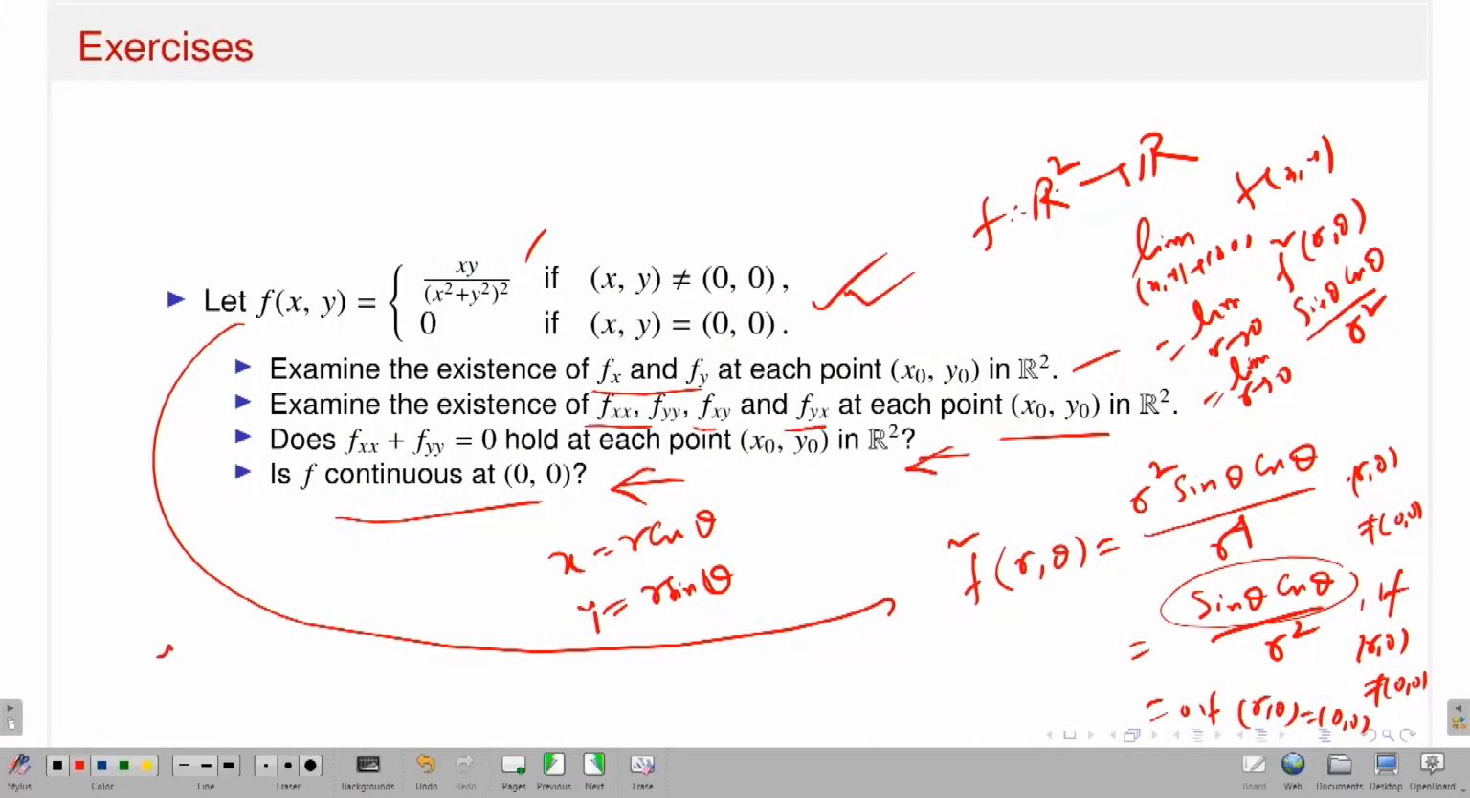However, you can also just use the epsilon delta definition, or you can take two paths. I think even if you take two paths, like y equal to 0, and if I approach the origin through y equal to 0, then what will be the limit?